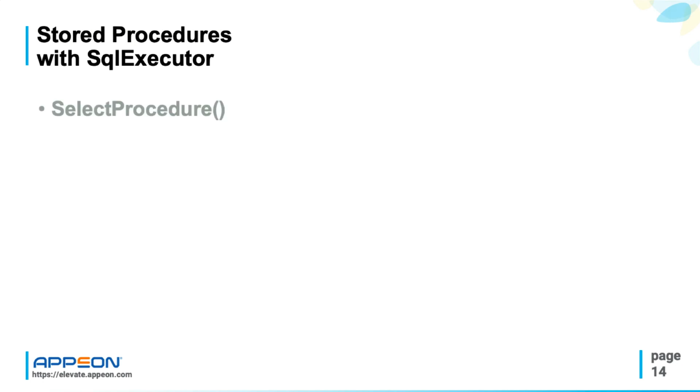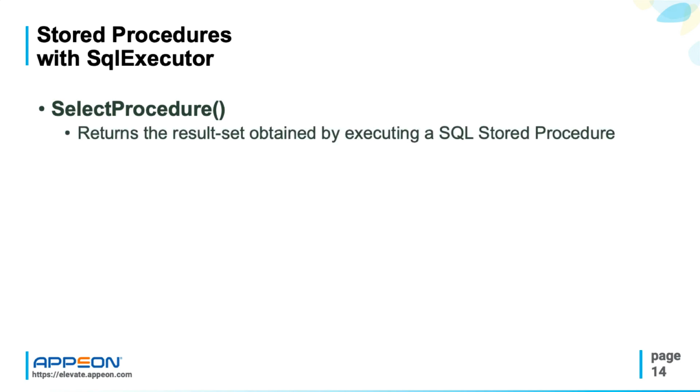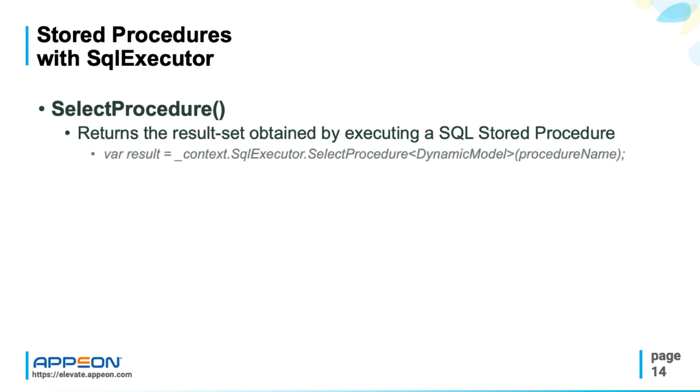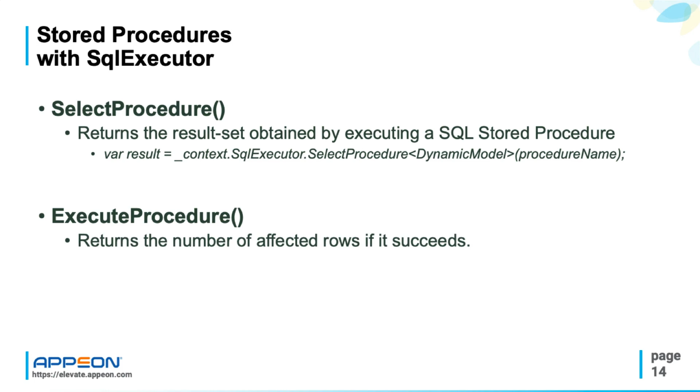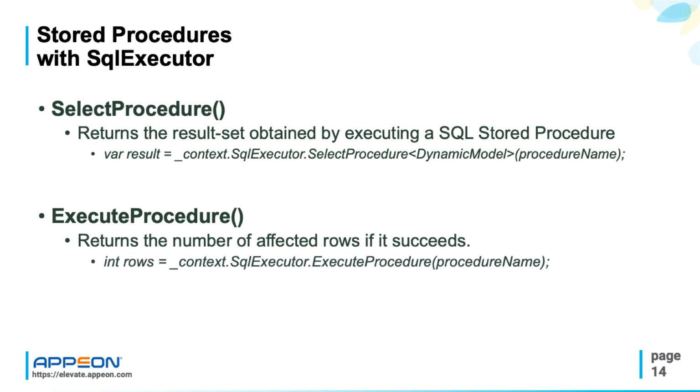But what if I wanted to actually select from a stored procedure from the database? Then we can use the select procedure method. It returns the result set obtained by executing a SQL stored procedure. Here's a simple code snippet of how to do it. Or we can also execute a stored procedure instead. It returns the number of affected rows if it succeeds. Here's another code snippet.